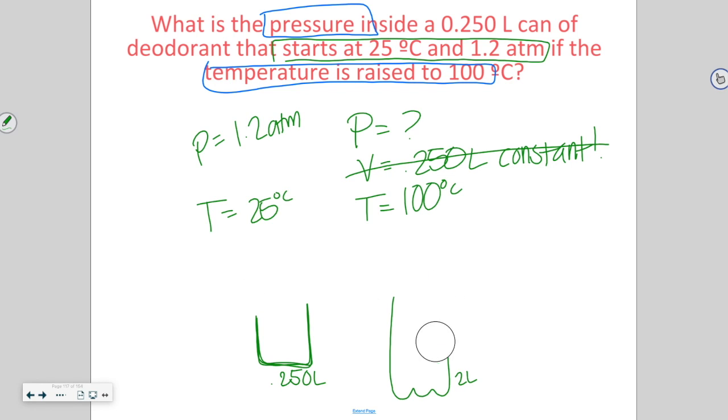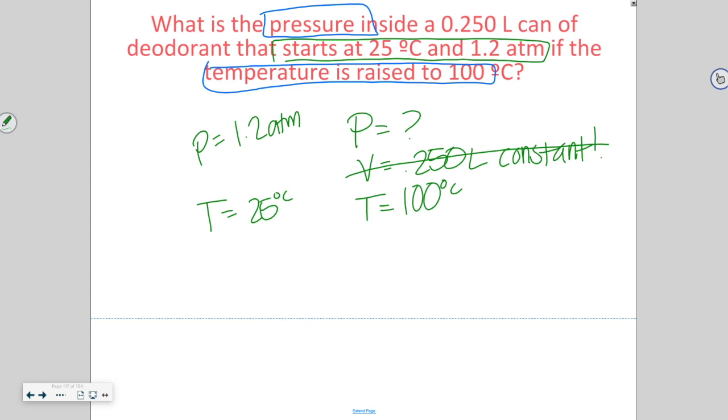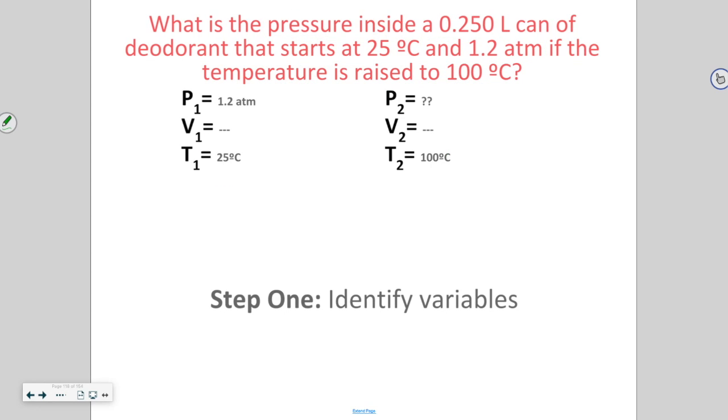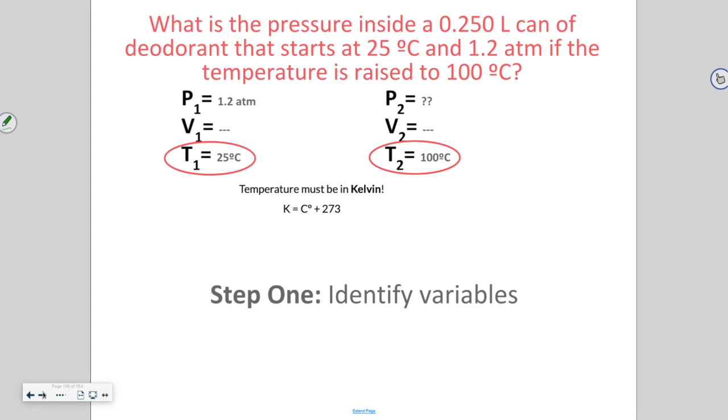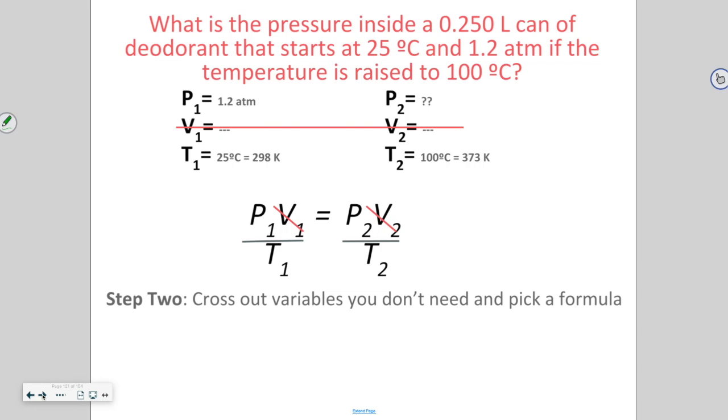All right? So we don't need volume. We get to mark it out because it's constant, it doesn't change, so we don't need it. So identify your other variables. Let's check them out. Temperatures are both in Celsius and they need to be in Kelvin. So add 273 and you get 298 and 373 respectively. Now with our new temperatures, I have Kelvin and Kelvin, ATM and ATM. Good to go. If we look at volume, remember we don't need it because it was constant. Therefore, we can mark volume out of our equation.